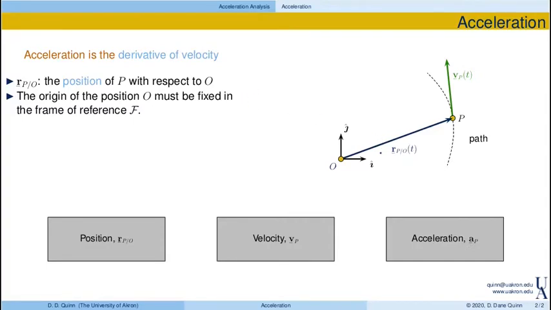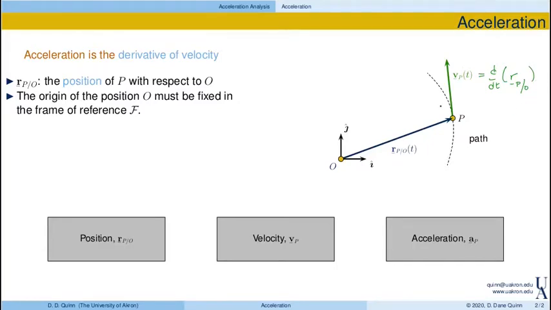So here, if I have a point P that's moving along a path, then the vector from O to P is r, P with respect to O. And that's the position of P with respect to O, where O is fixed in the ground frame of reference, right? So here this frame of reference F represents the ground, or the directions I and J. So then the next thing we do, and we have a short lecture on this as well, is to calculate the velocity. Right? So the velocity here is actually the derivative of the position, right? So d dt r of P with respect to O.